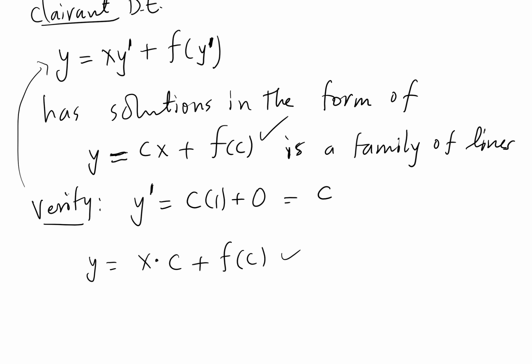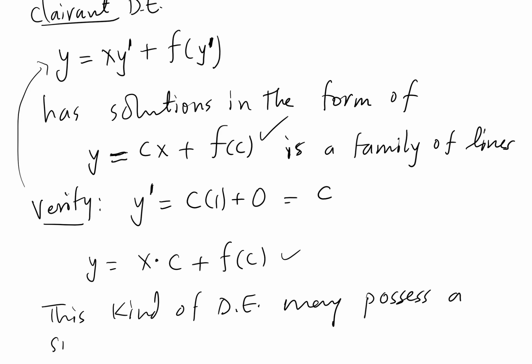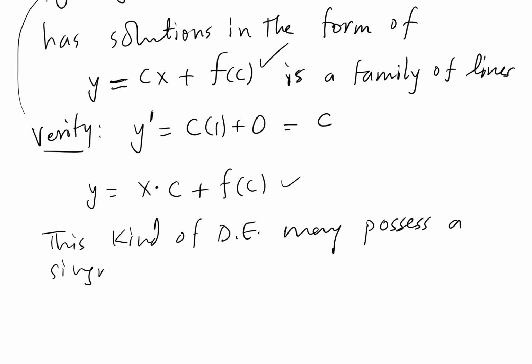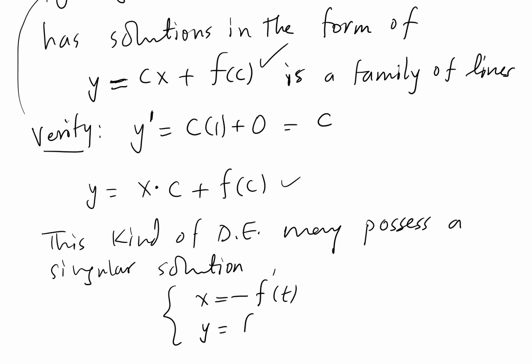So this kind of differential equation may possess a singular solution, in the form of parametric equations, which is given by x equals negative f prime of t and y equals f of t minus t f prime of t, provided that the second derivative at t is never 0.